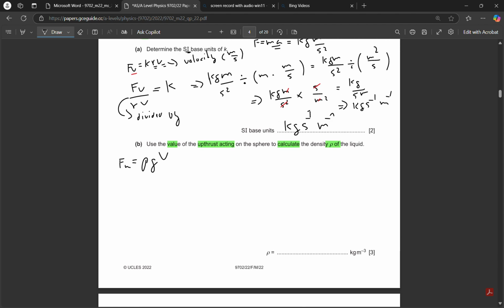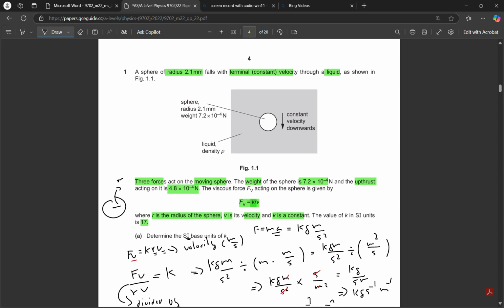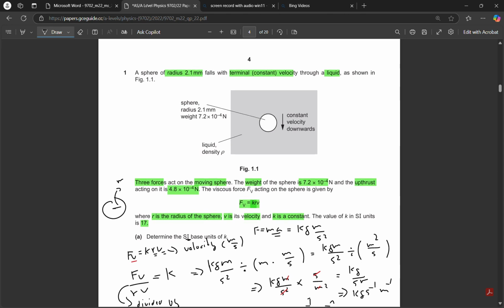Okay, so what are we going to do with this? Well, we simply need to calculate the density, right? So we're going to rearrange for density, and that is F over G V is equal to P. Actually, before we even start rearranging the formulas, we need to just write down our values. So F_U is given as 4.8 times 10 to the power negative 4.